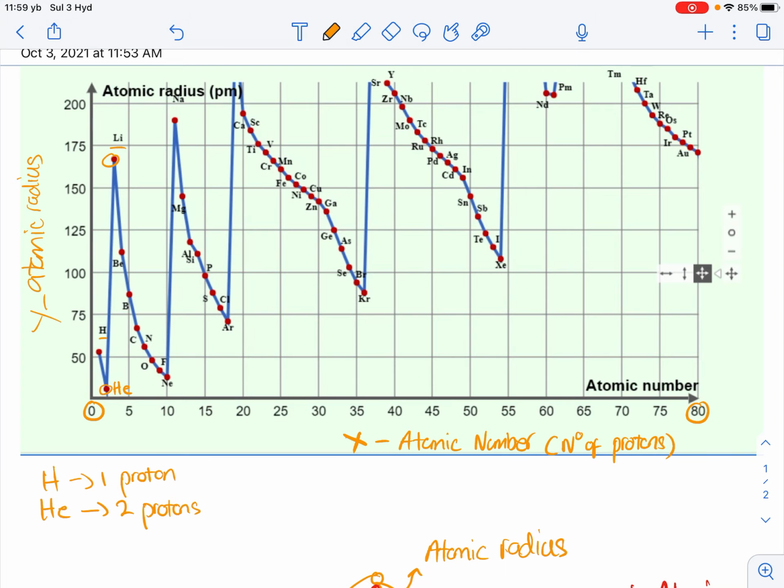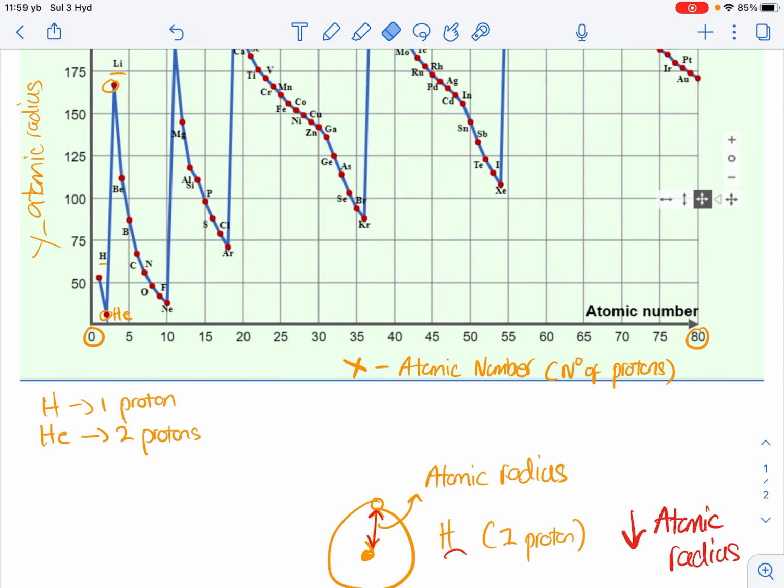So let's just think about this. Again, I'll get rid of hydrogen for 1 second because we don't need that. We know helium has 2 protons, and if we look at lithium on the periodic table, you'll see lithium has 3 protons.